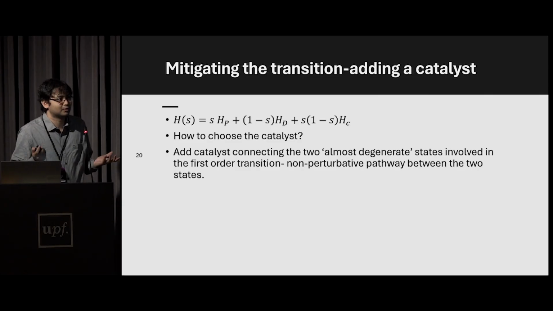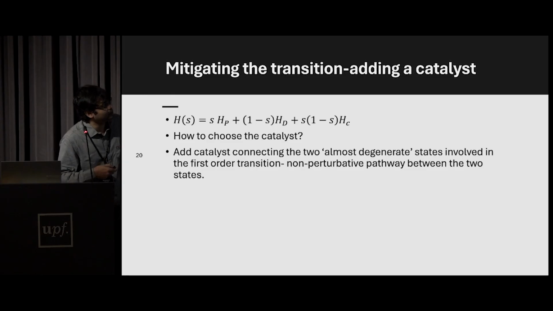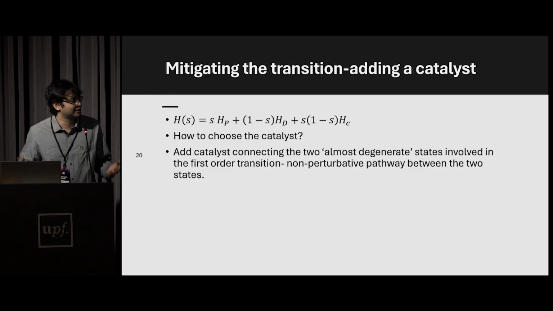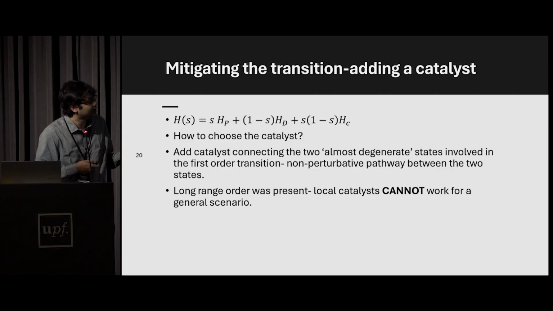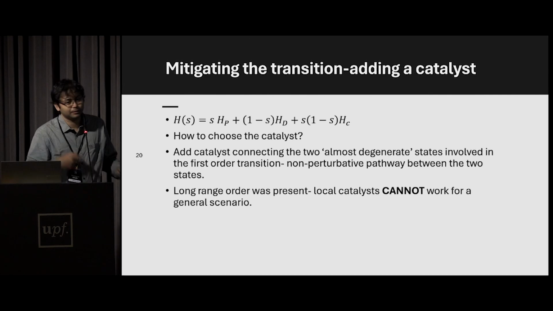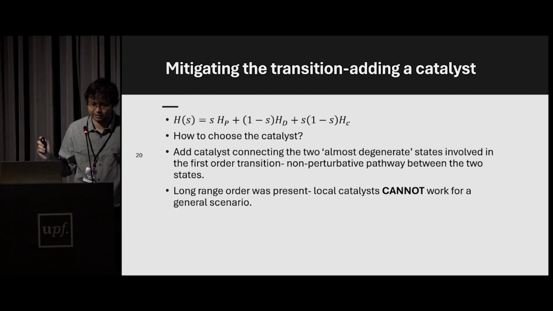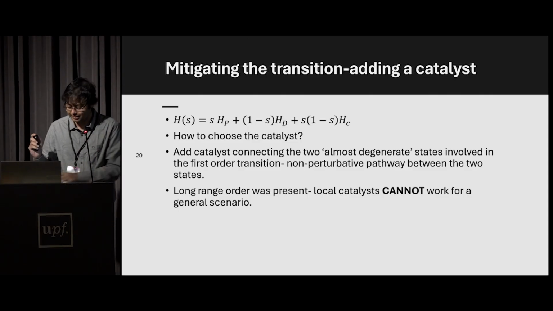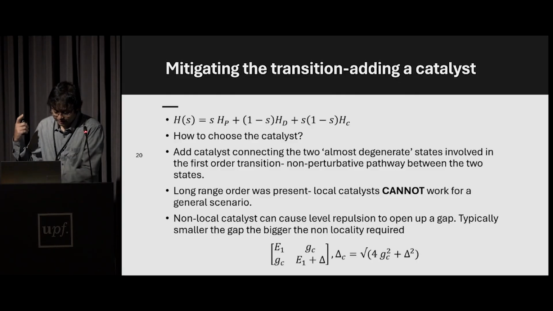That's the question. So as a theorist, your first idea would be, if I could connect the almost two degenerate states involved in the transition directly, then I can open up a gap, right? That's the idea, because that gives you the matrix element. And you saw that there was long-range order present in the solutions, which means that local catalysts cannot work for a general scenario. You have to have some non-locality in the catalyst, and you have to have a lot of spin flips at the same time.